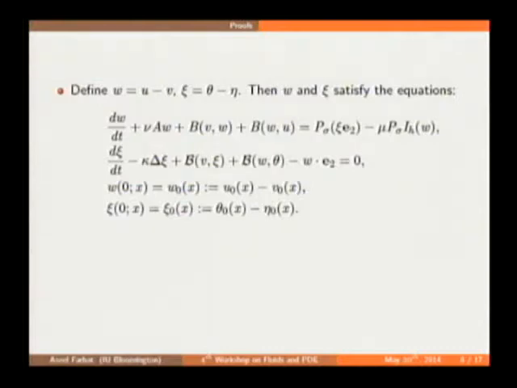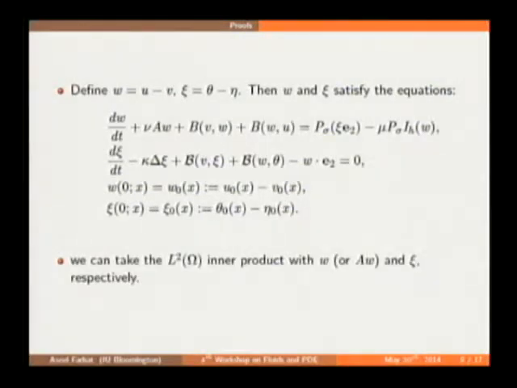So the proof is the same way that you prove well-posedness, but you run into some technical details. Namely, you call W equals U minus V, U being the solution of the original Bénard problem. And here I call xi, which is theta minus eta, theta being the original solution of the Bénard problem. And you write a system for this difference W and xi. And this is written in the functional settings. And since we are talking about strong solutions on the global attractor, we can use Lions' lemma, and we can take the inner product with W and AW if we wish.